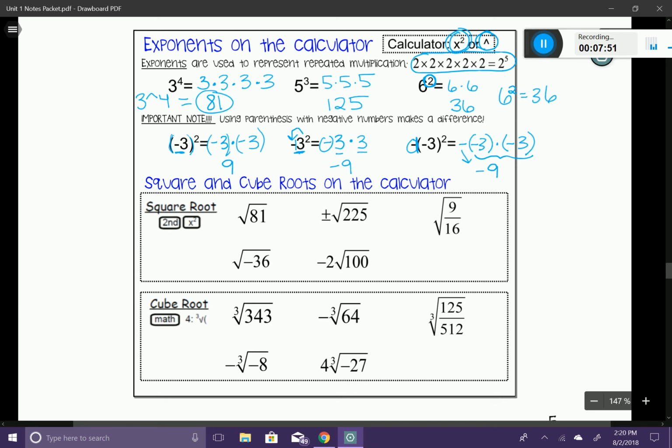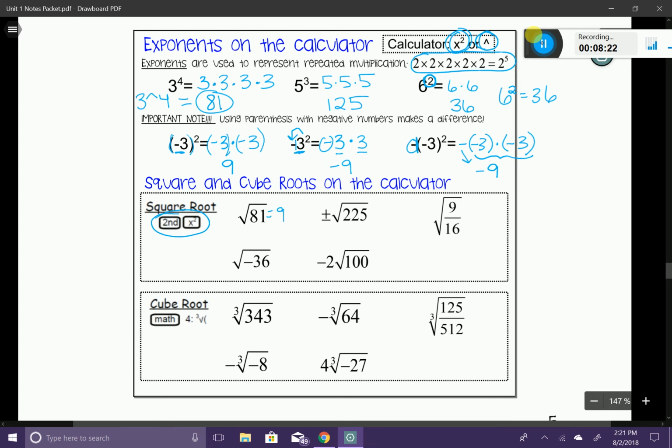So what you're going to do is you're going to use those buttons that I have circled right here, second and the x squared. So I'm going to go ahead and press second and then the x squared button. And you'll see that a little square root symbol is going to pop up. Well, you guessed it, you're just going to go ahead and place 81 right underneath and press enter. And you'll see that, of course, that equals 9 like we said. Now, we have another example here. We have plus or minus the square root of 225.